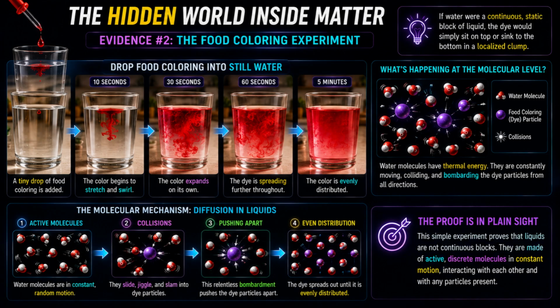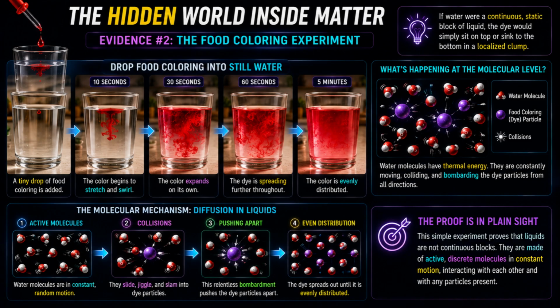dropping a tiny bit of food coloring into a glass of completely still water. If water were a continuous, static block of liquid, the dye would simply sit on top or sink to the bottom in a localized clump. Instead, without shaking, stirring, or moving the glass, you can watch the color slowly stretch, swirl, and expand on its own. On a microscopic scale, this happens because the liquid water is a bustling metropolis of active molecules.